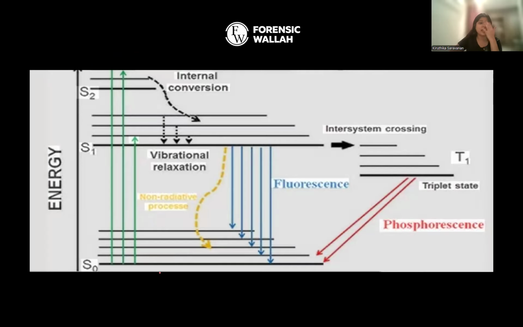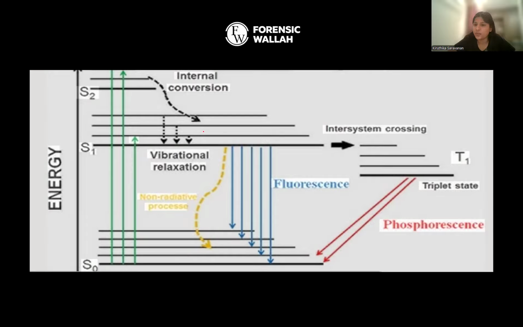As you can see in the diagram, they go from S0 to S1 to S2 and then to the triplet state. An internal conversion takes place. From the ground state, the molecules absorb the photon or light energy and go to the excited states, S1, S2 and T1 respectively. There is also internal conversion taking place: S2 can come to S1 or S1 can become T1. So a lot of internal conversions can take place.